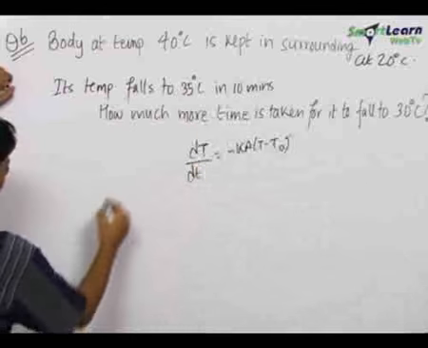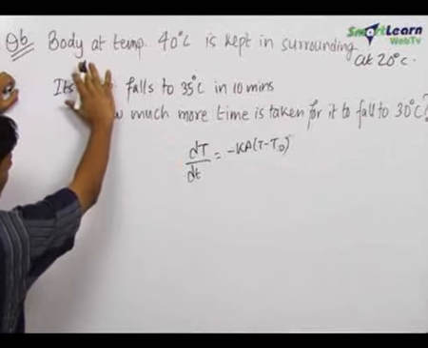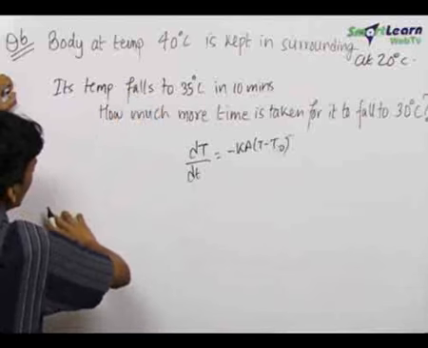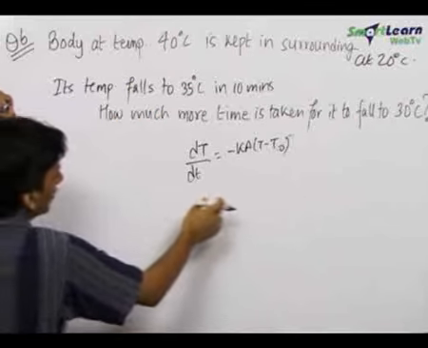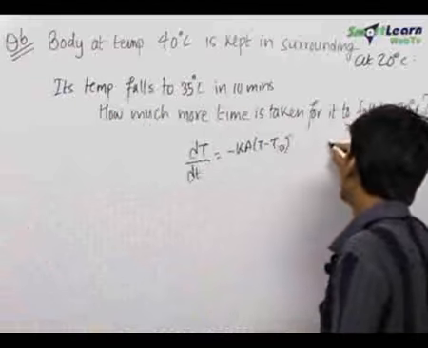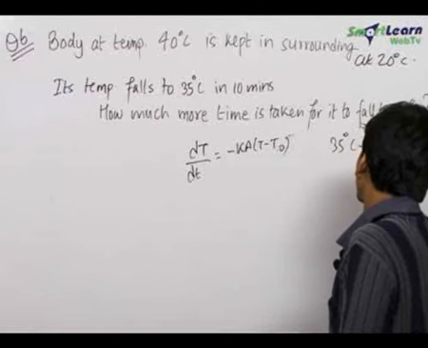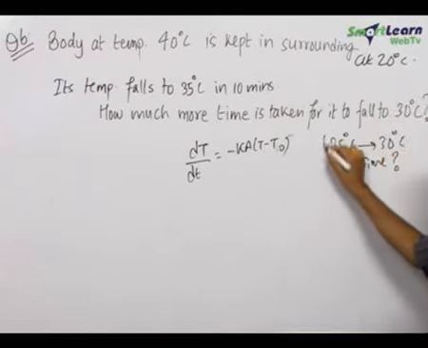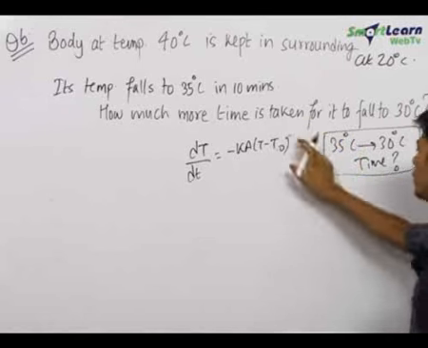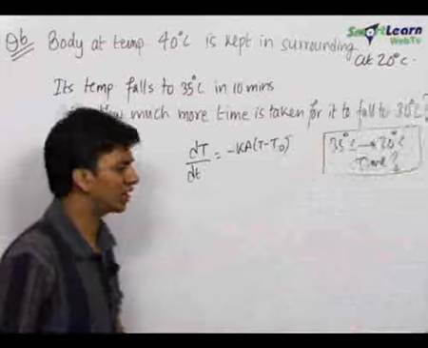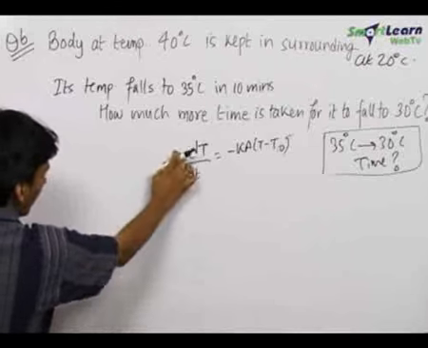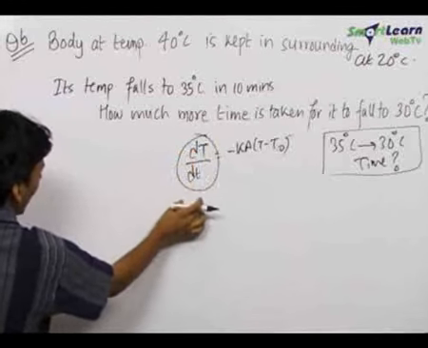Now we have been given that a body's temperature falls from 40 degrees Celsius to 35 degrees Celsius in 10 minutes. We need to find out how much more time is taken for it to fall from 35 to 30 degrees Celsius. So we need to find out the time for this change given the time for the 40 degrees Celsius to 35 degrees Celsius change.